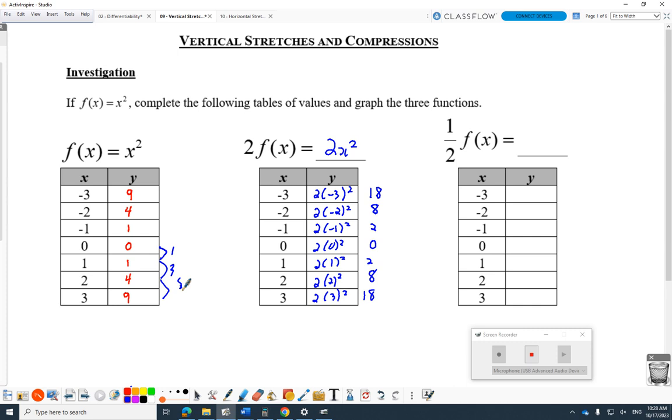Now what happens if we do 1/2? There's only 2 types of numbers we can multiply by. That's the only tough part in the whole lesson. There's numbers that are bigger than 1 that make the numbers bigger, and there's numbers that are smaller than 1 that make the numbers smaller. That's the only 2 types of numbers we got to worry about.